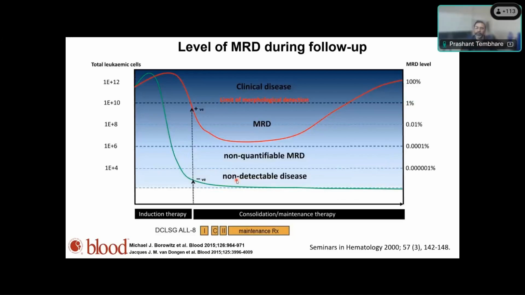Okay, and when we say quantifiable disease, you can quantify disease where you have a diagnosis up to this level. So currently we reach the quantitation up to 0.0001%. That means one cell in 1 million cells.